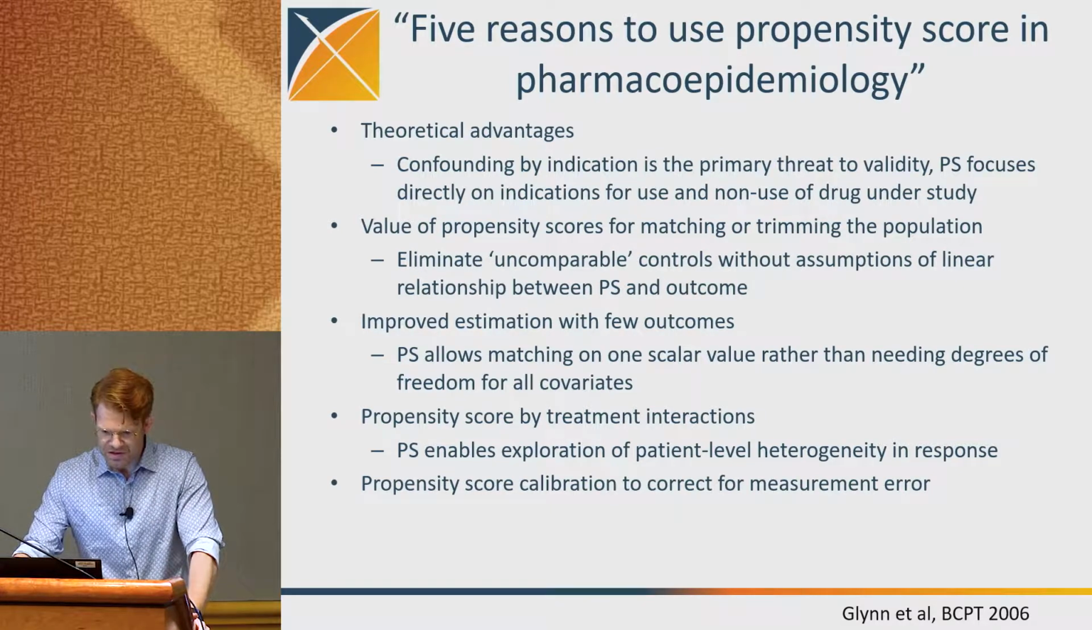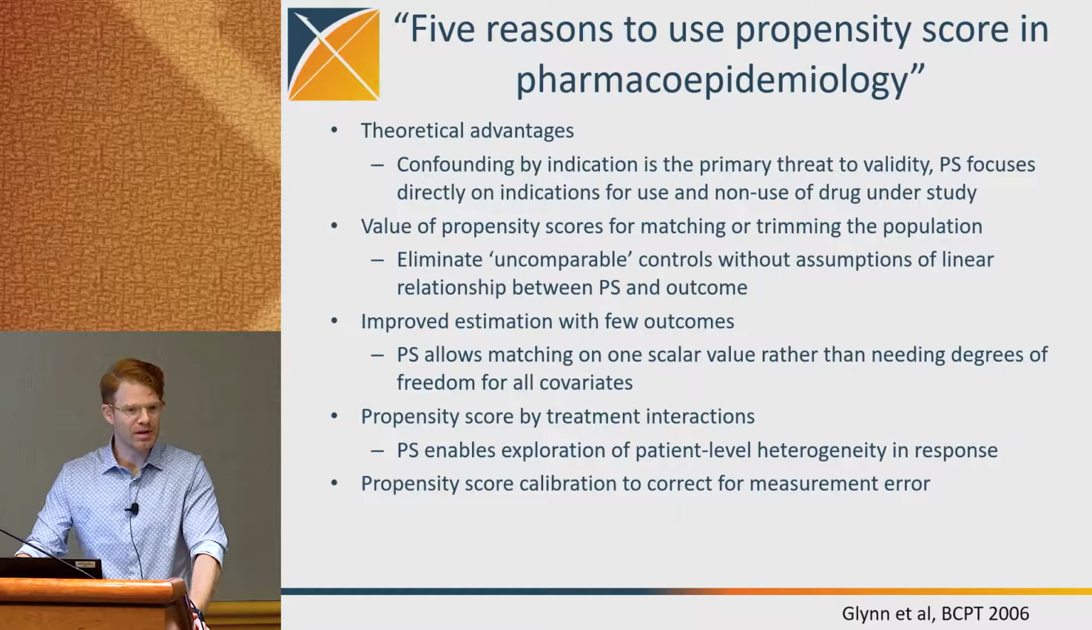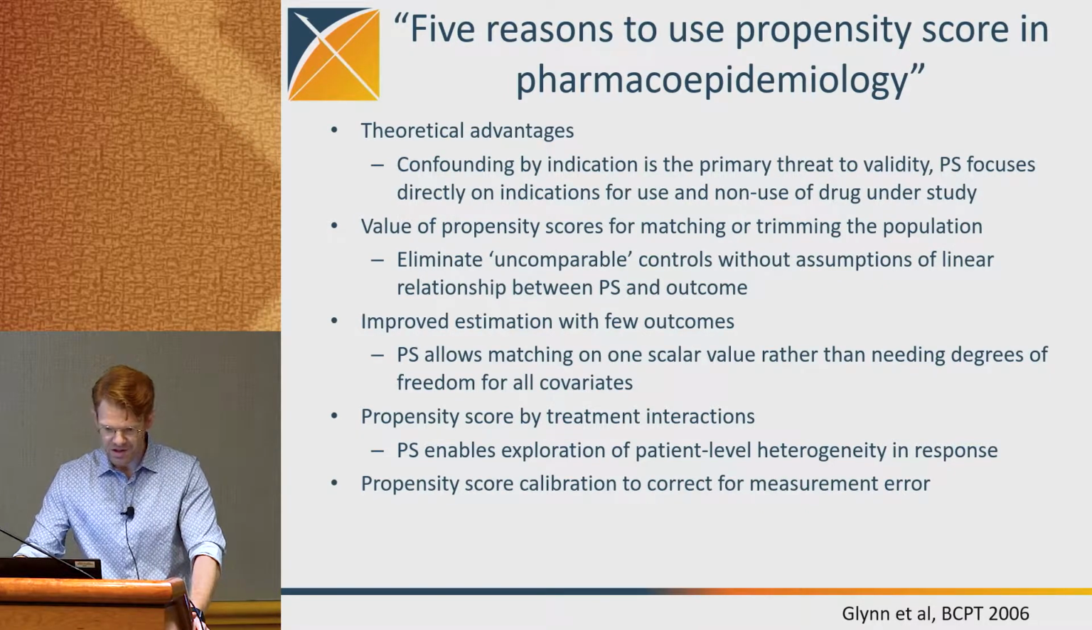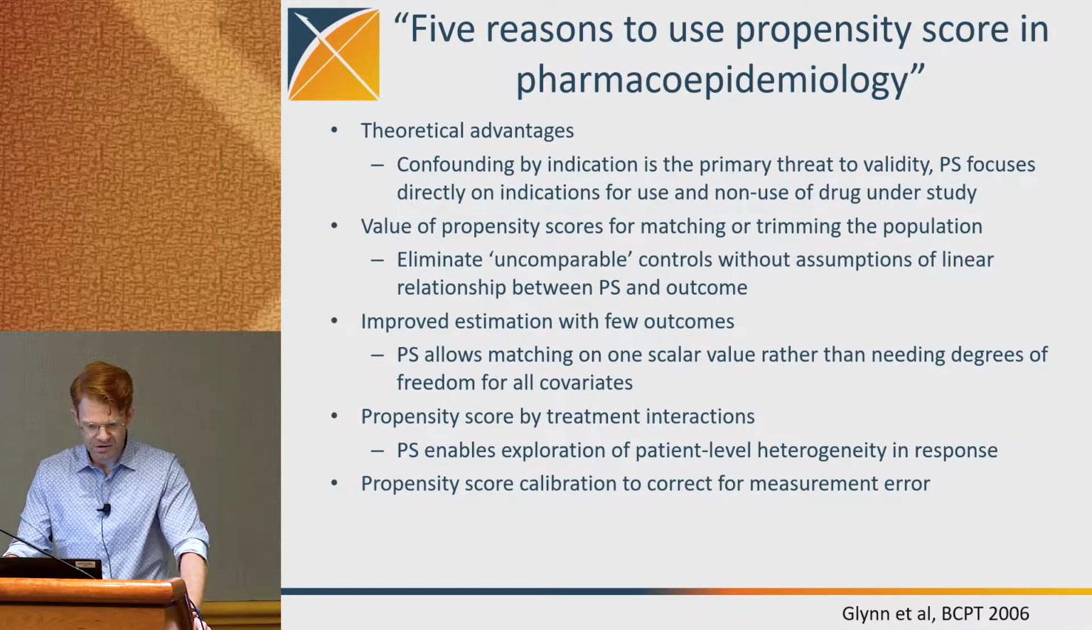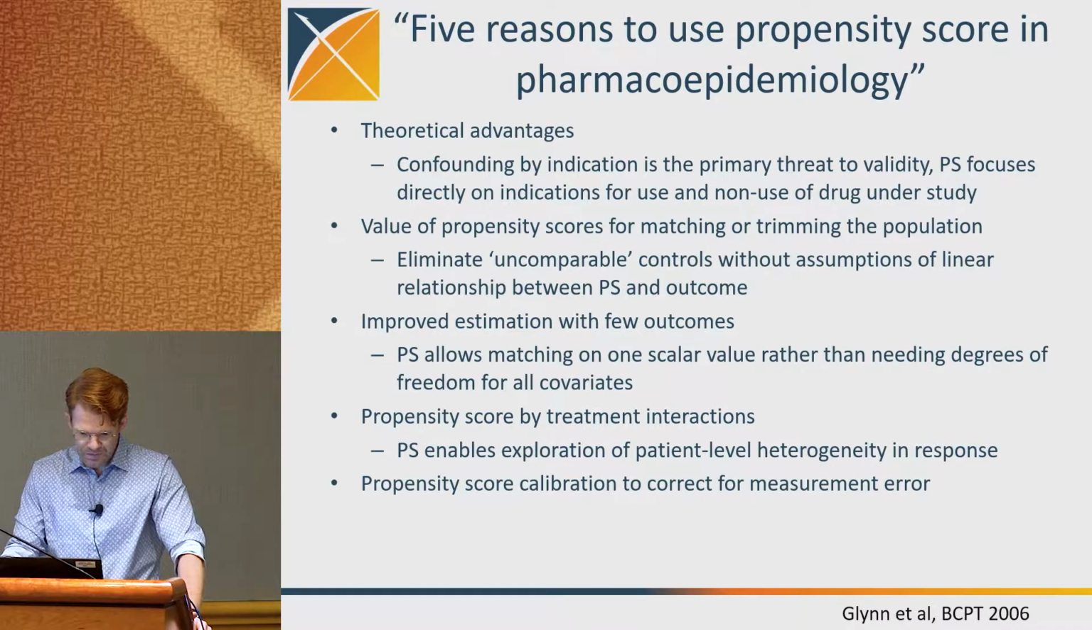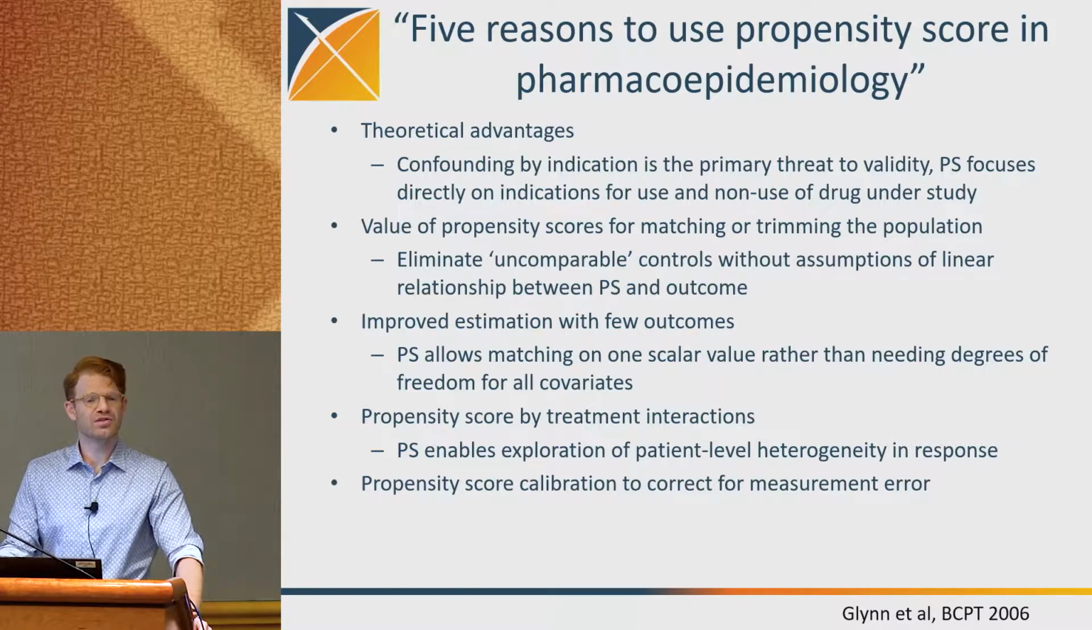Matching or trimming on the basis of propensity scores, or weighting on the basis of propensity scores, can eliminate incomparable controls without the assumptions of linear relationships between the propensity score and the outcome. You get improved estimation with fewer outcomes. It allows matching on one scalar value rather than needing many degrees of freedom if you were to put all of those covariates in a single model.